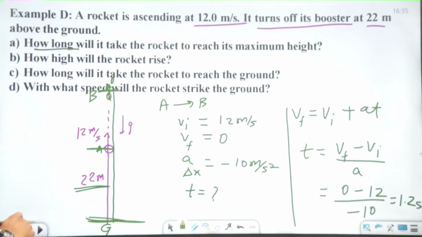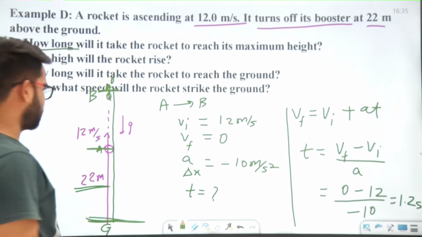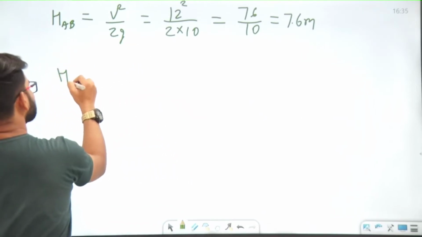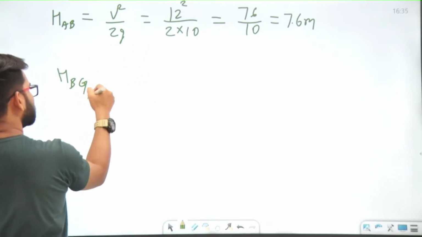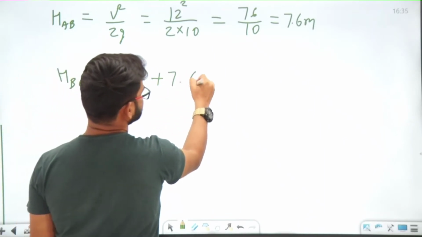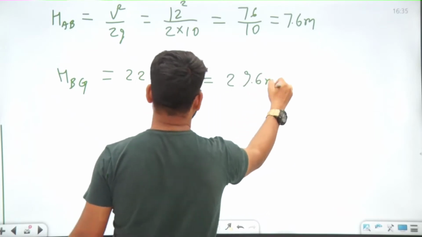How high will the rocket rise? So 22 plus 7.6 meters. So HB from the ground will be 22 plus 7.6, right? That will be 29.6 meters.